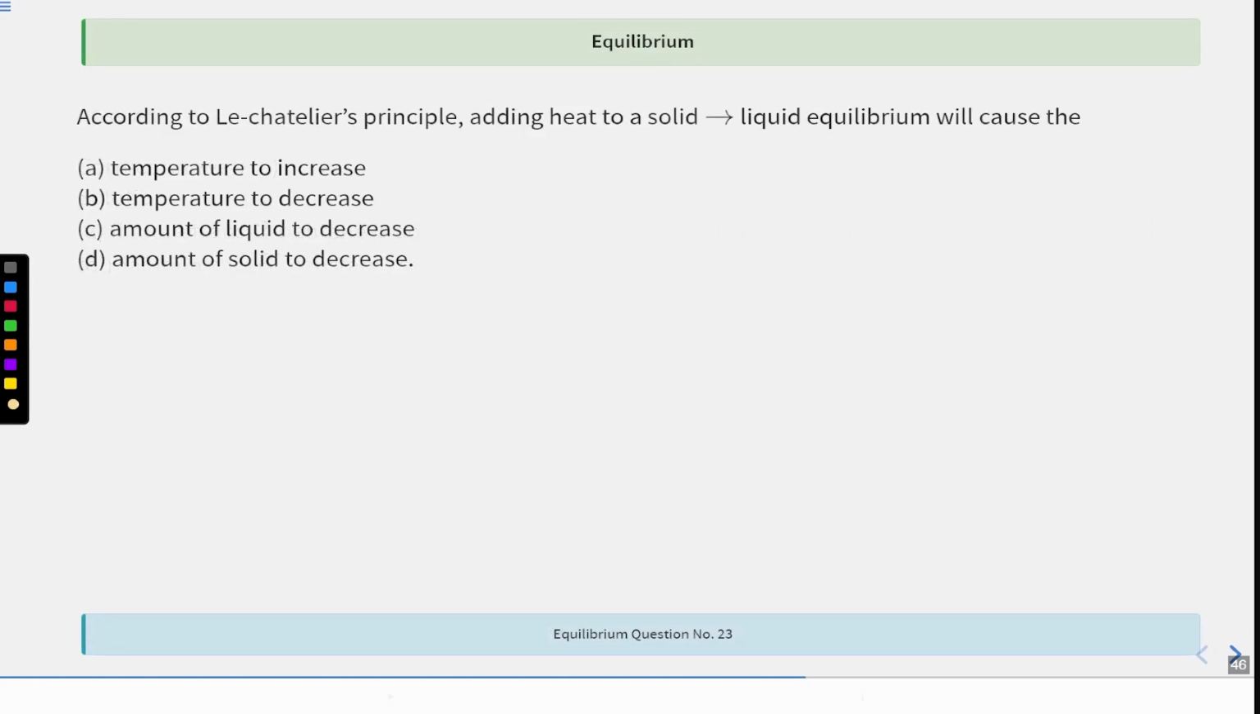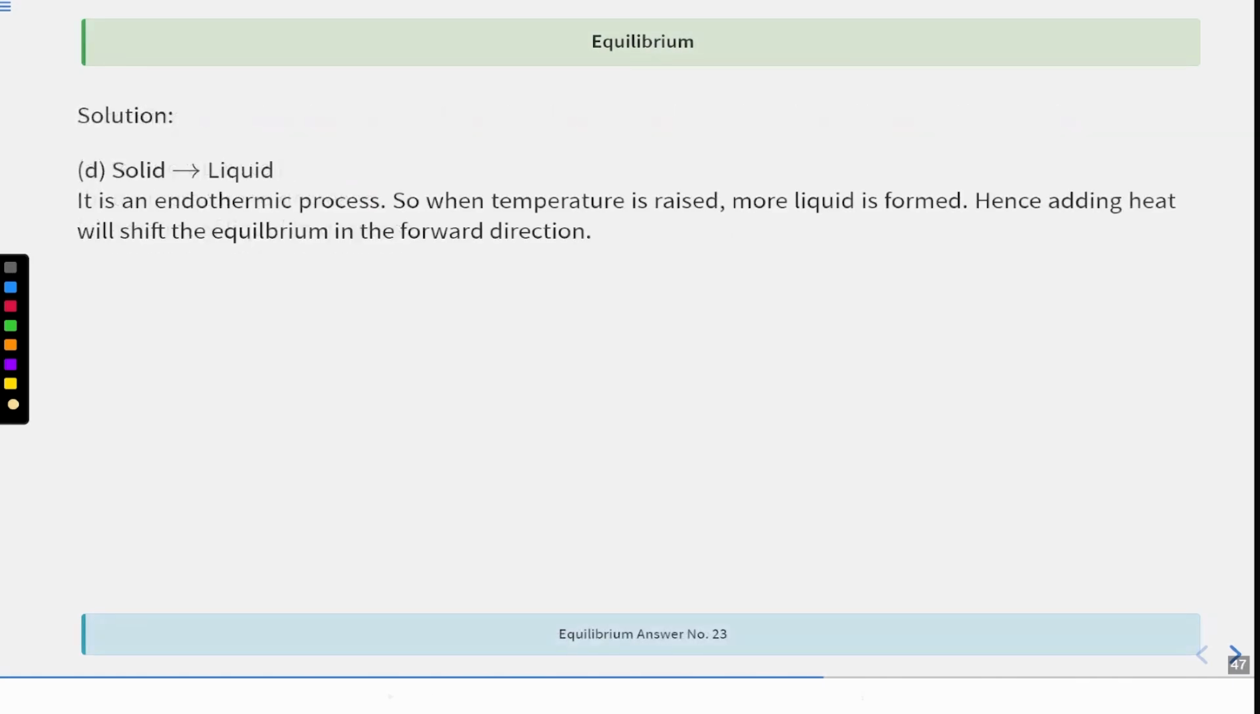Now, according to Le Chatelier's principle, adding heat to a solid-liquid equilibrium will cause the temperature to increase, the temperature to decrease, the amount of liquid to decrease, or the amount of solid to decrease. Solid to liquid is an endothermic process. Why is this an endothermic process? You can see that there is a change of state, right? Change of state depends on mobility. If the mobility increases, a lot of energy is absorbed to increase that mobility. And in this case, the mobility changes, so that is why it is an endothermic process.